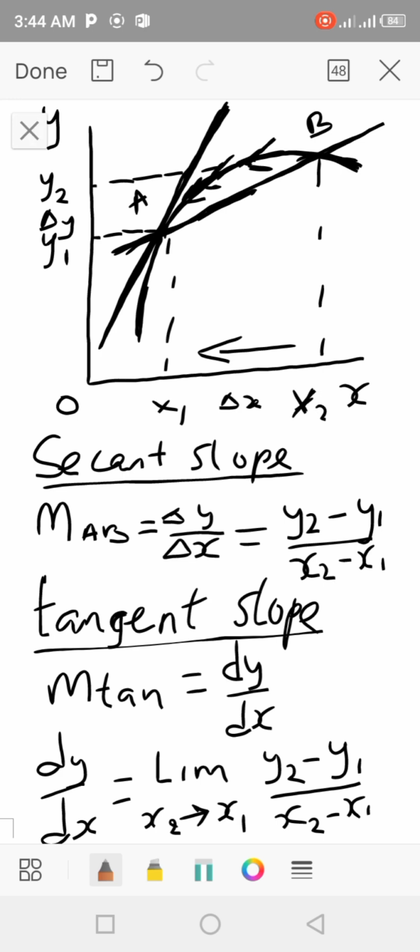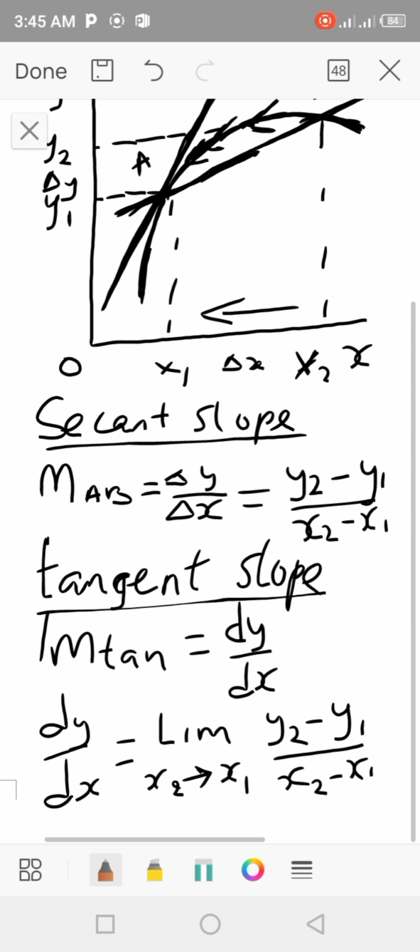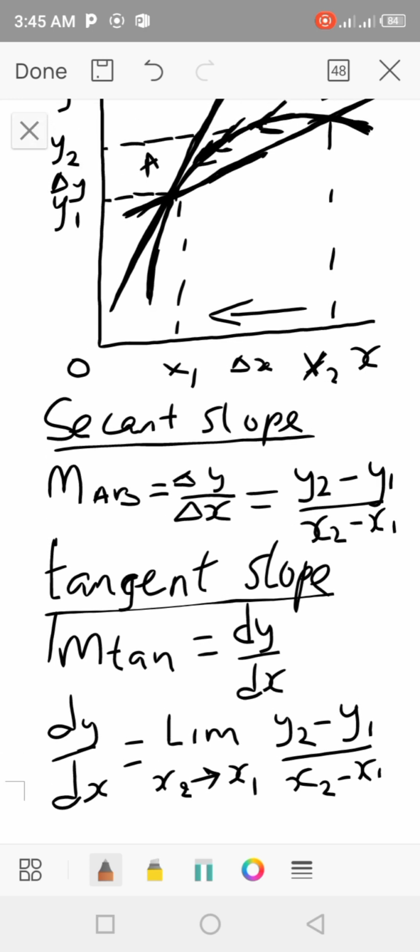So we can't just use secant slope to find slope at a point, because the difference between the same point is actually 0. Because the same point deducted from itself will give you 0, and 0 over 0 will be undefined. So in order to make sense, we need to first look for the secant slope and then find the limit of that. So that is how we can get the tangent slope. So I hope we are clear on that.